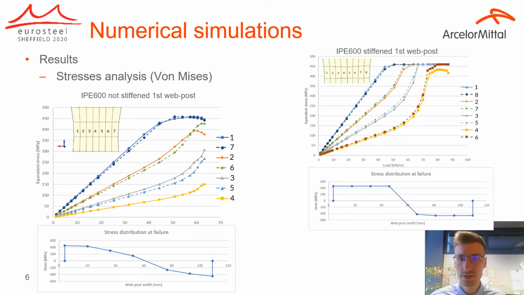And here is the same beam, but with a stiffened web post. So this is again the first web post, and we can see that we can reach for almost all the elements, except maybe the one in the middle, the plastic capacity of the web post, meaning that the stiffener is efficient to prevent buckling.